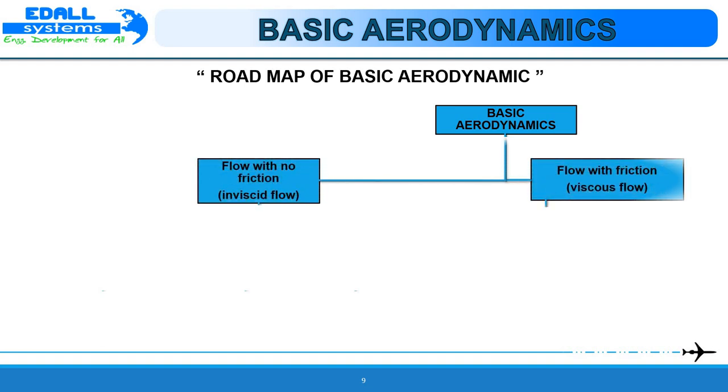Let us walk through the roadmap so that we can get a better idea of what this presentation on aerodynamics is all about. First, we can identify two basic types of aerodynamic flows. Flow with no friction, called inviscid flow, and flow with friction, called viscous flow. This is an important distinction in aerodynamics.